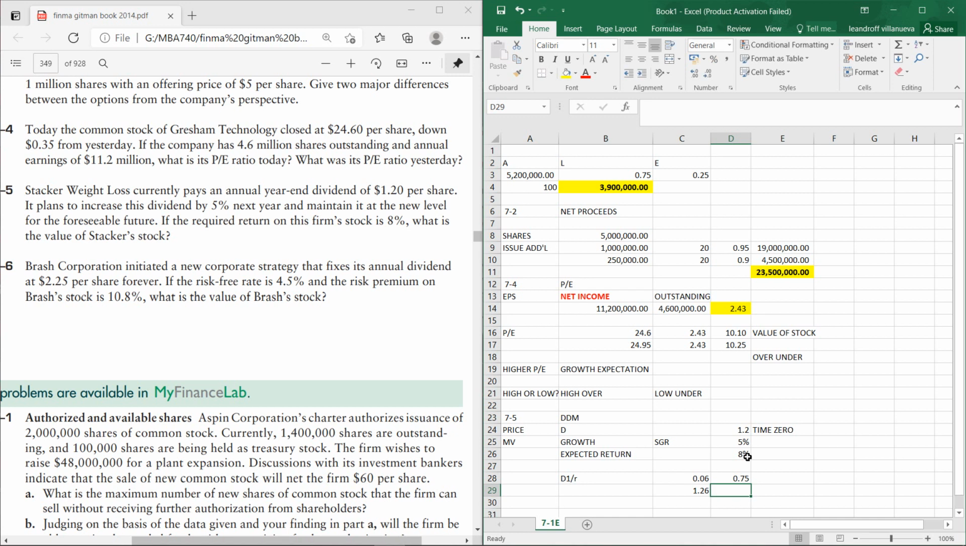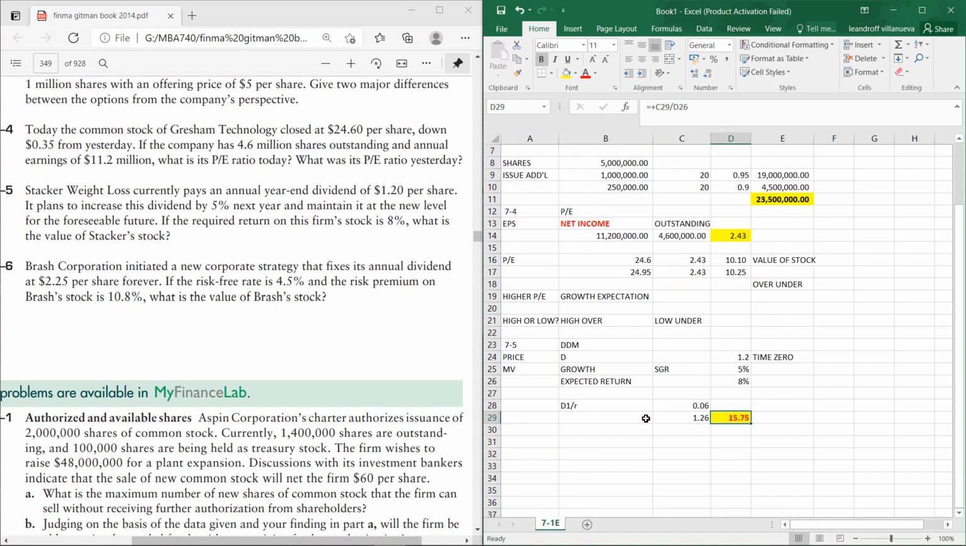So, ito yung increase ng dividend mo. So, yung growth. So, 1.26 divided by 8%. Ayan. This will be the market value of the stock. 15.75. Okay? Ganyan. Paano naman dito sa susunod?